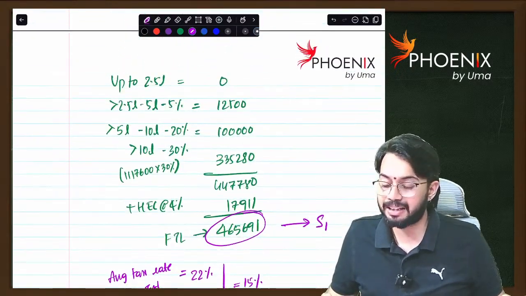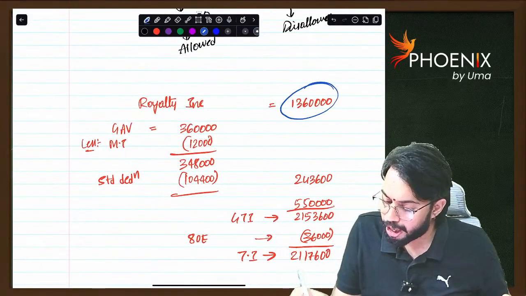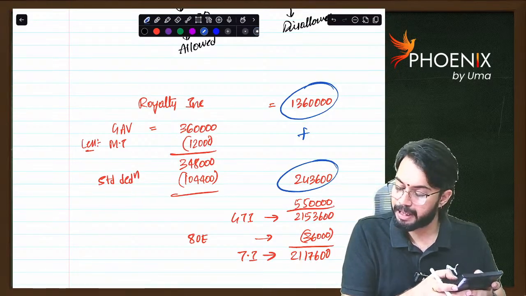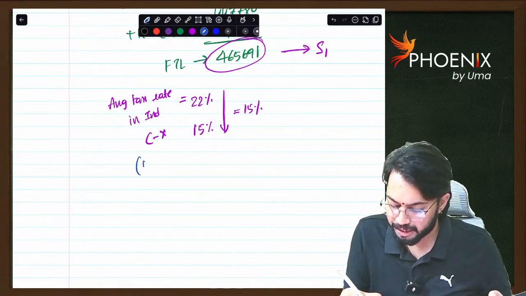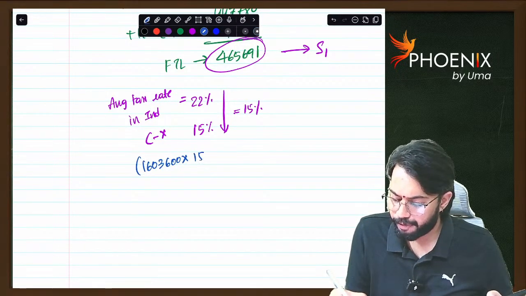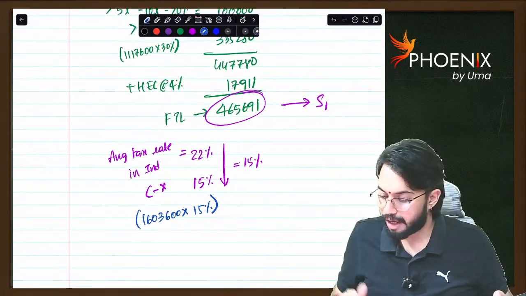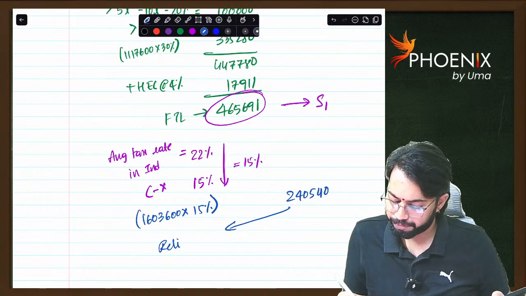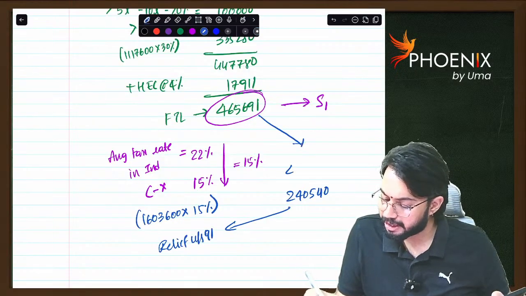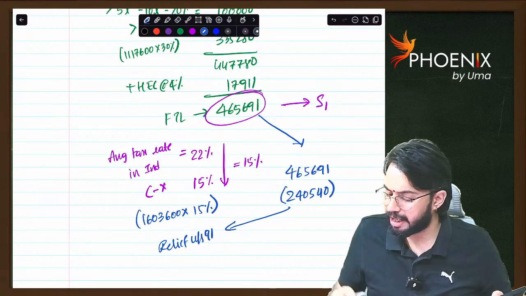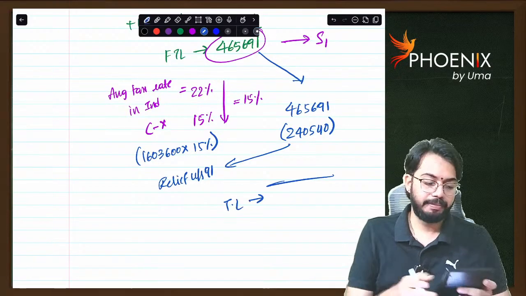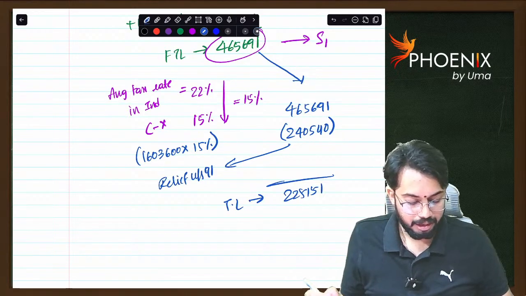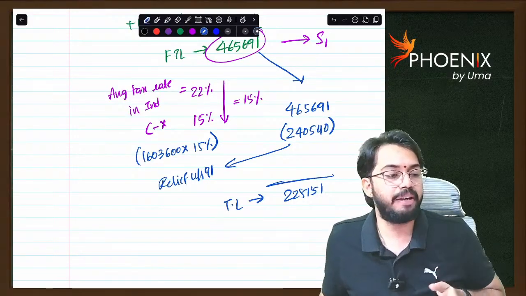Now, how much is doubly taxed income? Doubly taxed income is royalty income and income from house property. How much? Doubly taxed income 13,60,000 plus 2,43,600, 16,03,600. 16,03,600 into 15%. How much? 2,40,540. So that is relief under section 91. How much is actual tax? 465,691. From that we will reduce relief. So how much is final tax liability? 2,25,151. That is final tax liability, which is rounded off to 225,150.